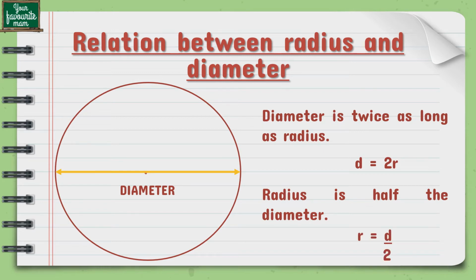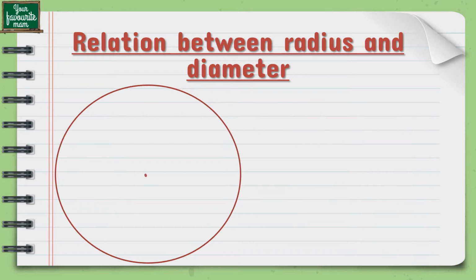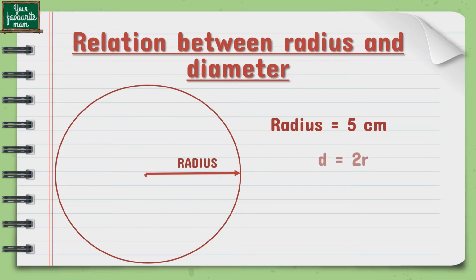Now we need to keep these two formulas, that is d = 2r and r = d/2, in our mind, because we will be using these formulas later on to solve our questions. So now, using the formulas we have just learned, let's try and find the diameter of a circle whose radius is given as 5 centimeters. So d is equal to 2r, we know that. Now let's apply that. Here we replace r by 5. So d becomes 2 into 5 and the diameter comes out to be 10 centimeters.